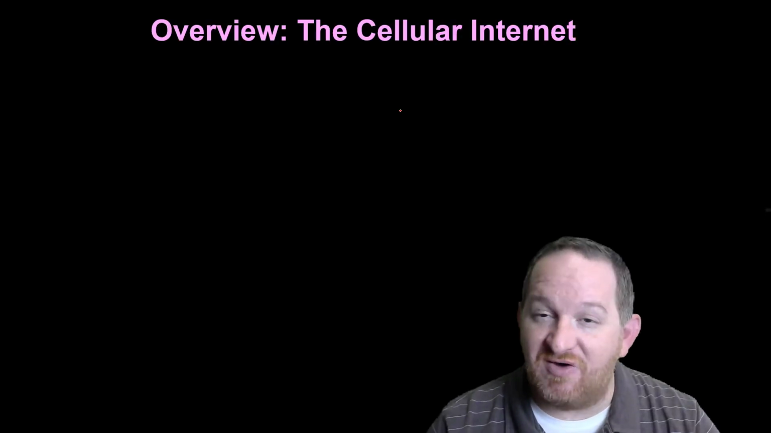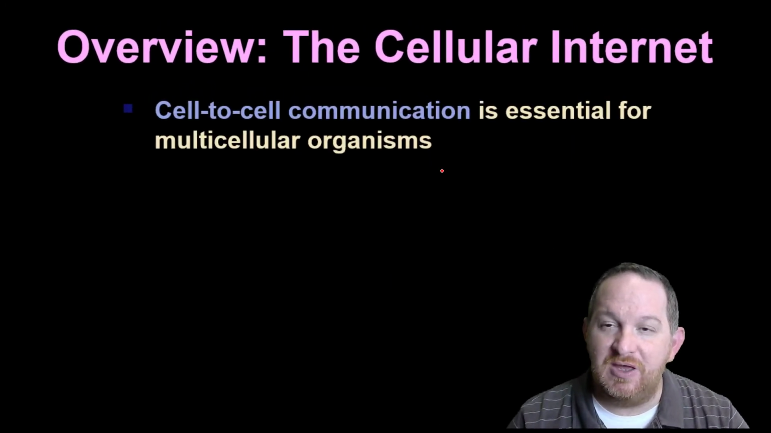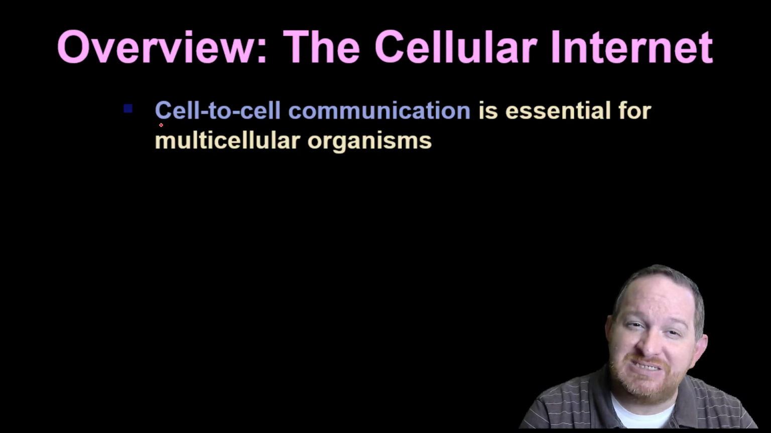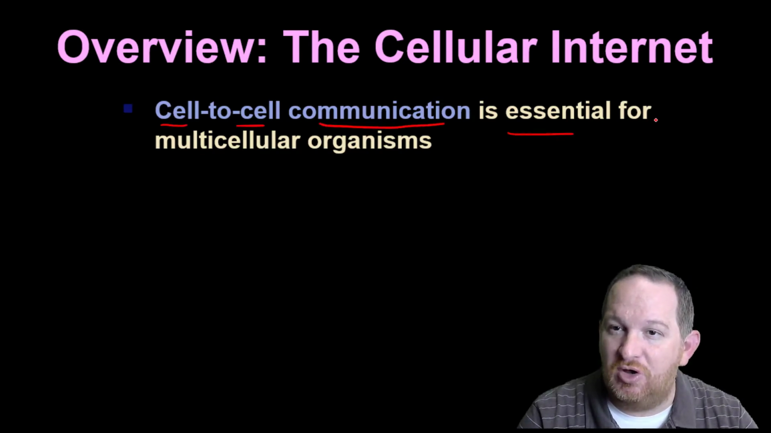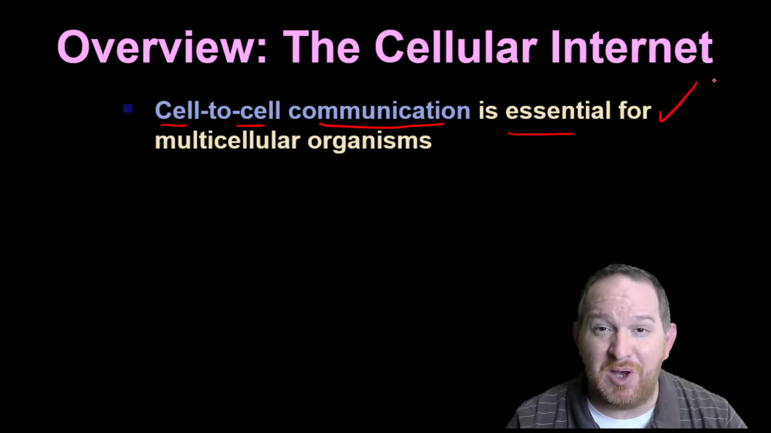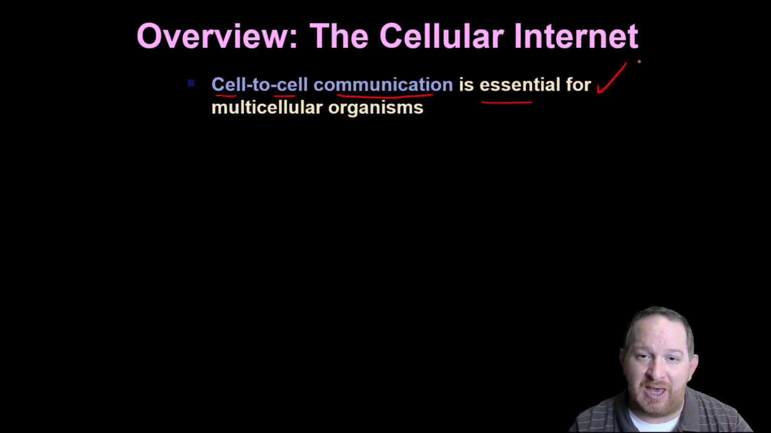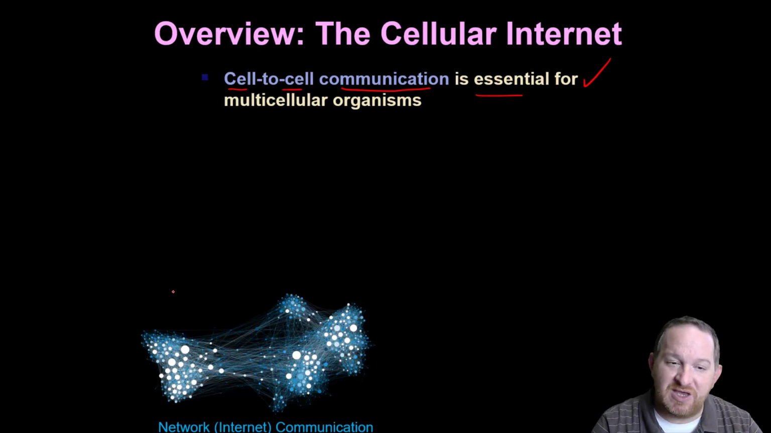So when I think of how cells communicate, I like to reference the internet because, as we'll learn, cell-to-cell communication is essential for multicellular organisms. But we have billions of cells. How do they all communicate? So I call this the cellular internet. If you think of it like this, right?